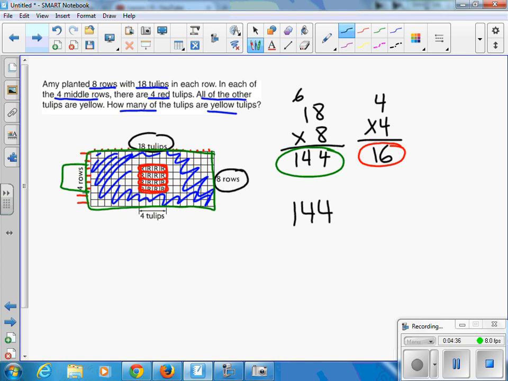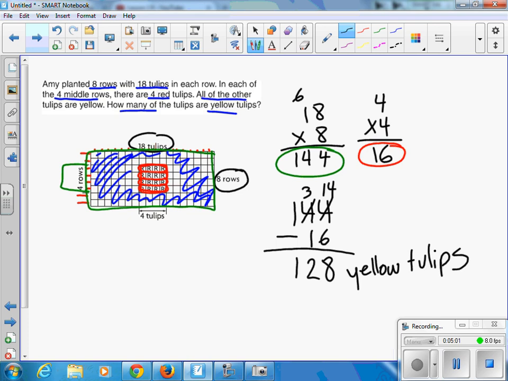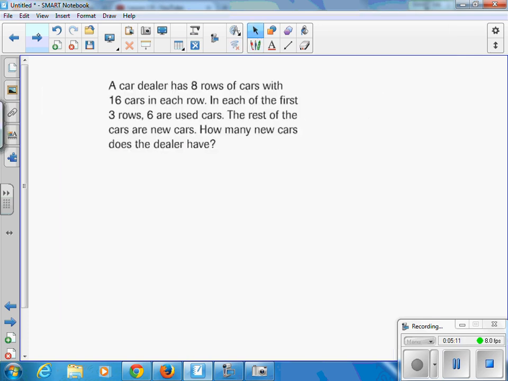So I'm going to do 144 minus 16, in which I can't do this. So I have to borrow from this one, it turns into a 3, this one into 14. 14 minus 6 is 8. 3 minus 1 is 2. And 1 is 1. So I'll have 128 yellow tulips. Okay, do we understand? Let's do another exercise just to get you comfortable.